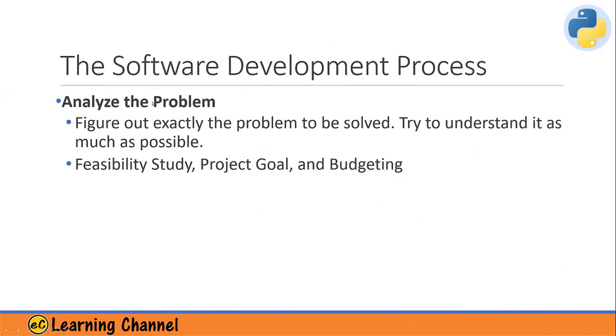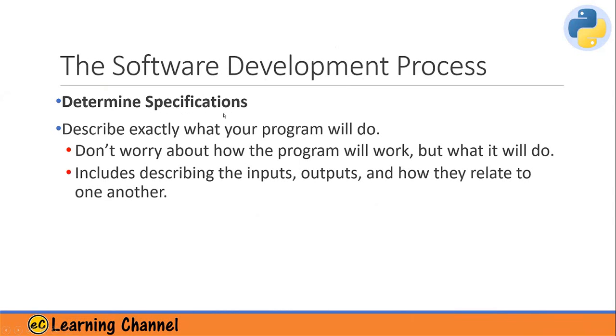So the first step is we need to analyze the problem, figure out exactly what problem is to be solved, understand it as much as possible, set out a project goal, budgeting, and a feasibility study. The second one is to determine the specification. Basically, this spec is the contract between the customer and your company. It describes exactly what your program will do and what you can provide for the customer. Don't worry about how the program works. How it works belongs to the engineer. So here it is more like a business talk, including describing the input and output. The customer needs this input and that output, and then you relate one to the other.